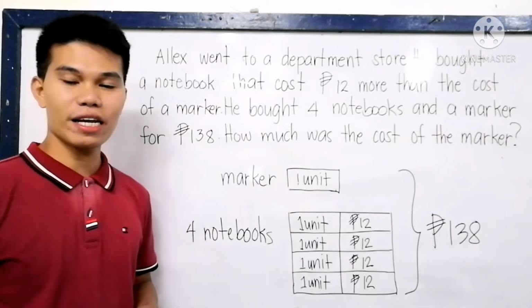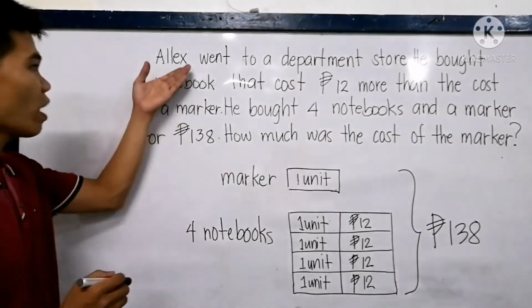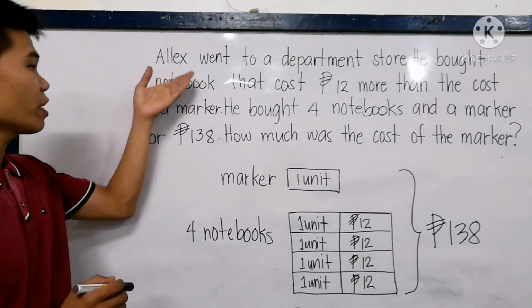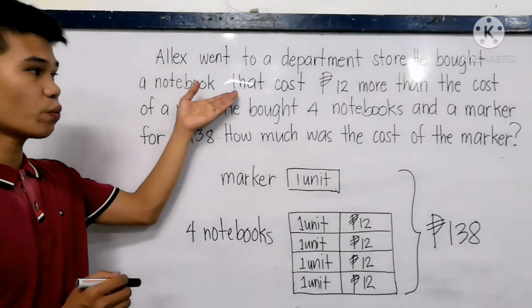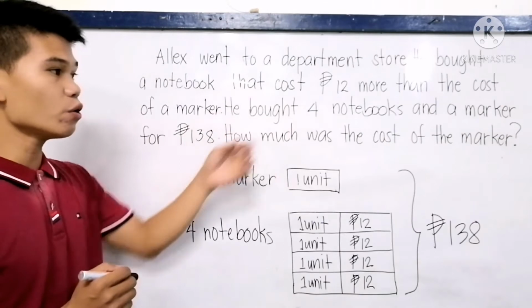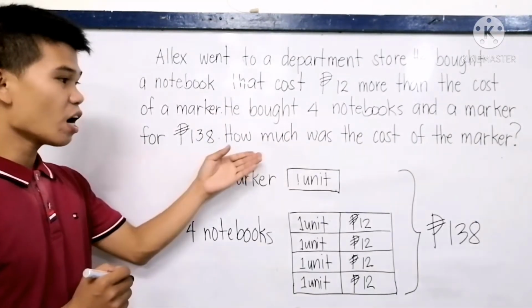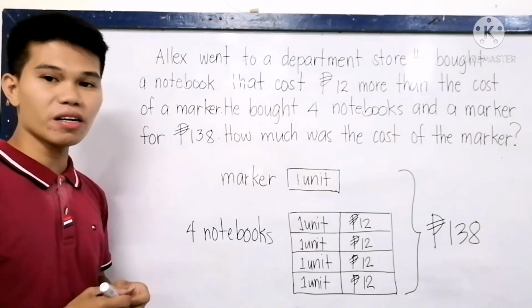Now let's have an example. Let's try to analyze this problem. So Alex went to a department store. He bought a notebook that cost 12 pesos more than the cost of a marker. He bought 4 notebooks and a marker for 138 pesos. How much was the cost of the marker?